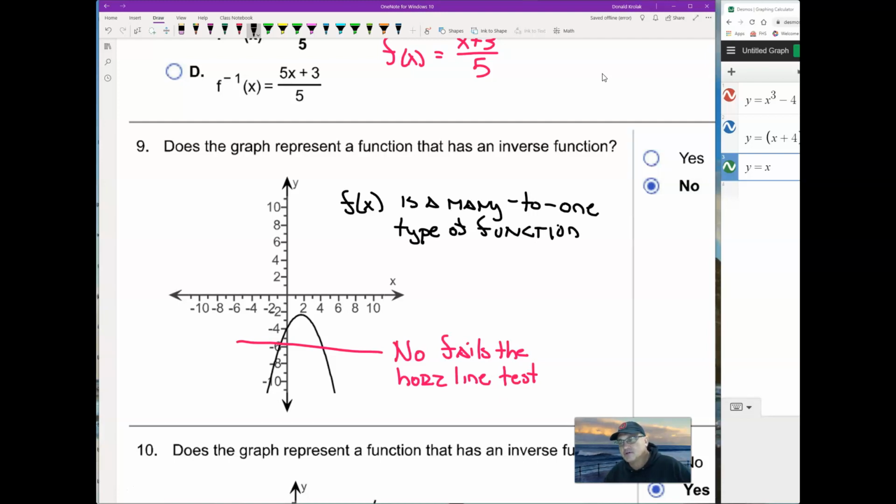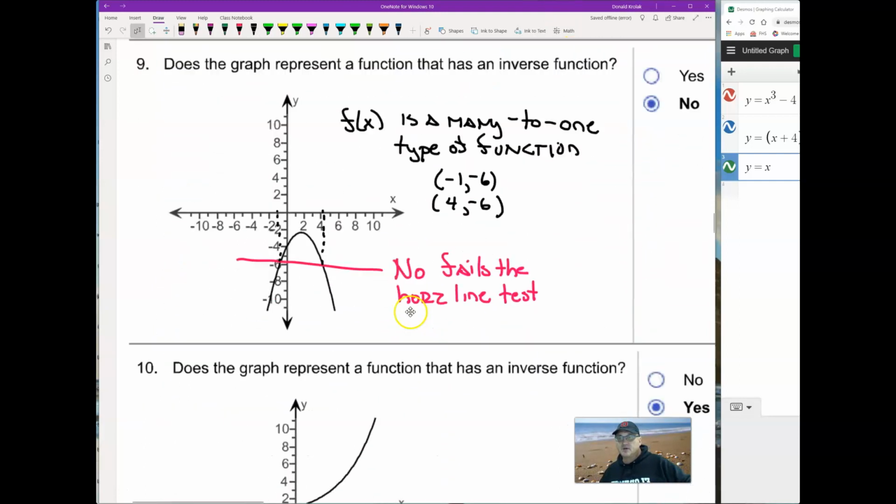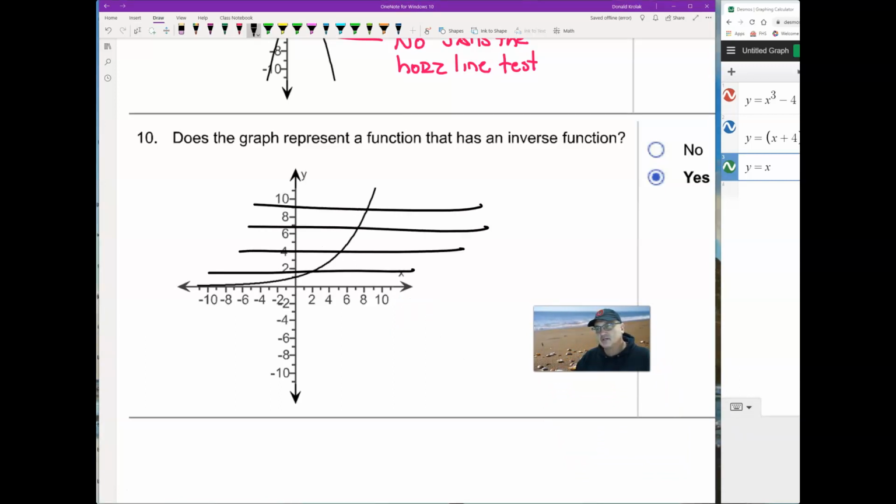Okay, there are two x-coordinates that have the same y-coordinate. So like, I'm just estimating here, but -1 has a y-coordinate of -6, and 4 has a y-coordinate of -6. That makes it a many-to-one function, does not have an inverse. Okay, our next one, same question. Okay, this is yes, because it passes the horizontal line test. It only touches it once.